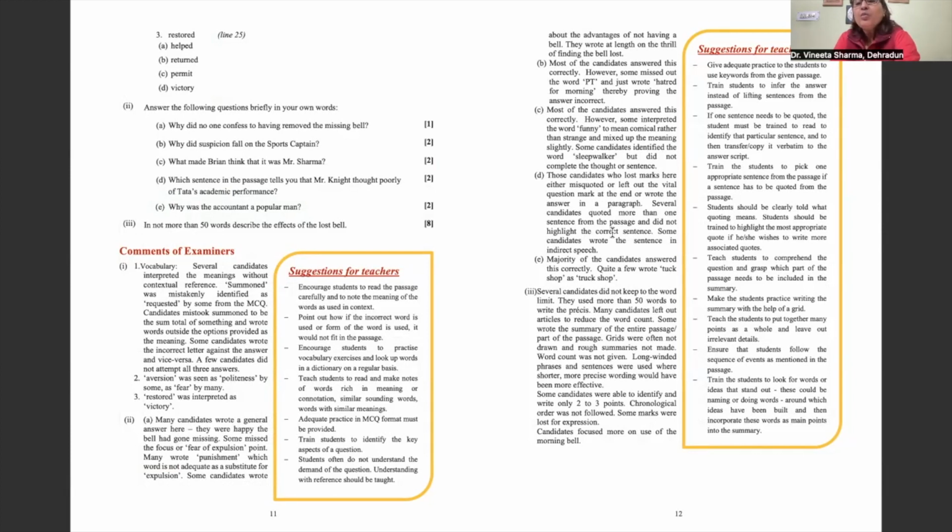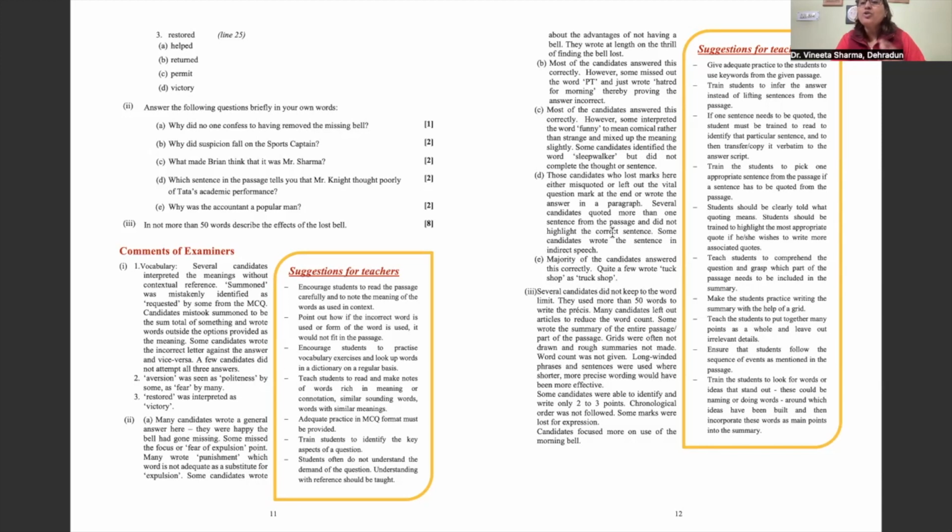Now here see what were the comments of the examiner. Several candidates did not keep the word limit. They used more than 50 words to write the précis, which is absolutely wrong. You will get marks reduction for that. Many candidates left out articles to reduce the word count, which is wrong. Some wrote the summary of the entire passage or part of the passage. Grids were often not drawn and rough summaries not made.